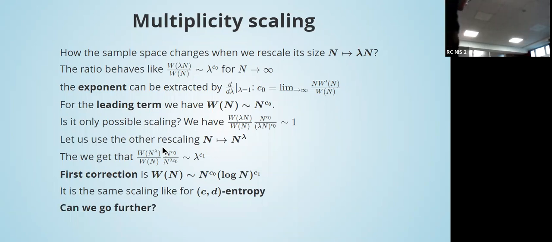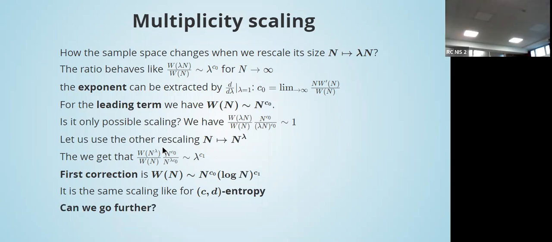Exactly. That's the idea. And here, what you typically do in renormalization or critical phenomena is that you are only interested in this first exponent. We want to go a little bit further because it might also be interesting. And you will see that it is indeed interesting.